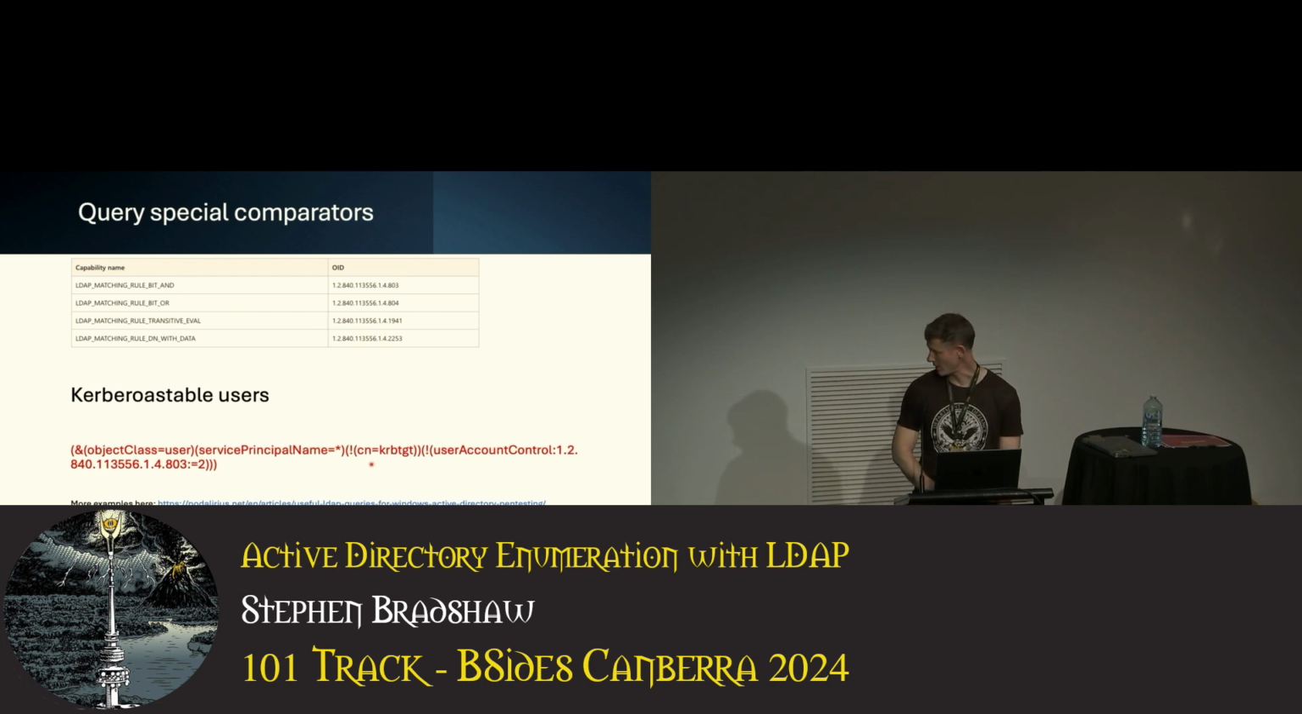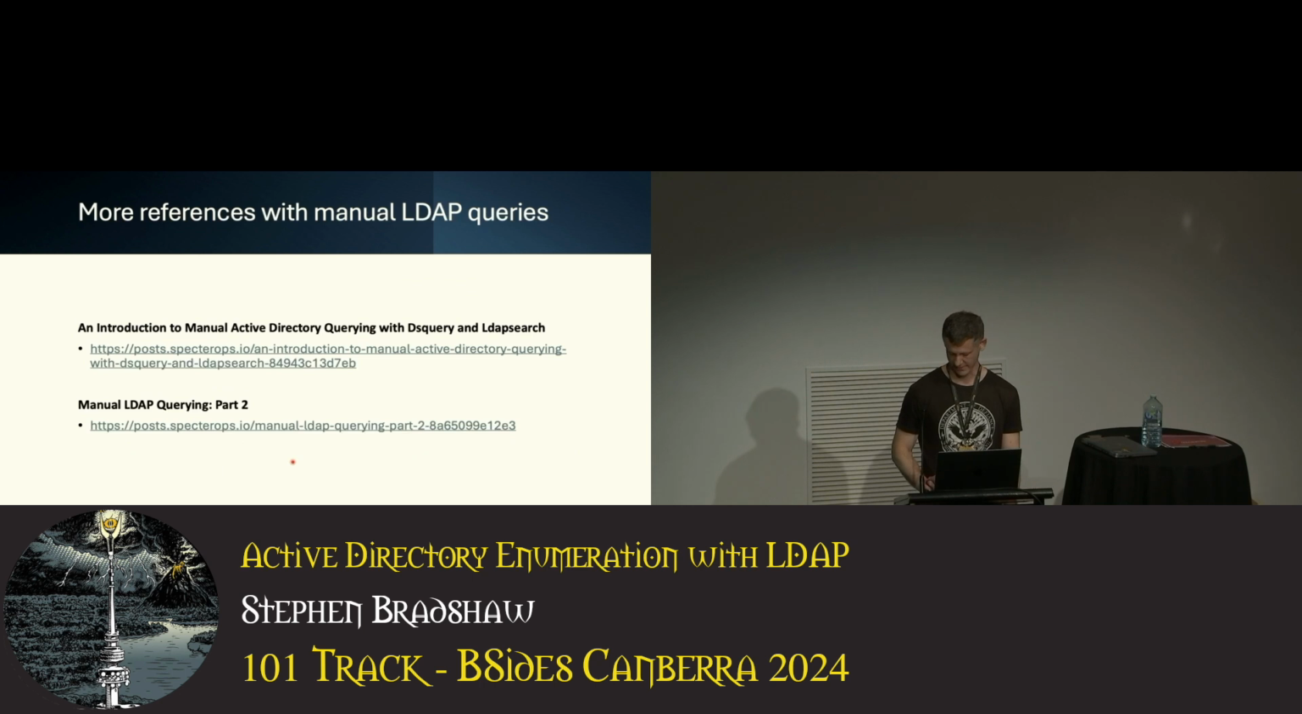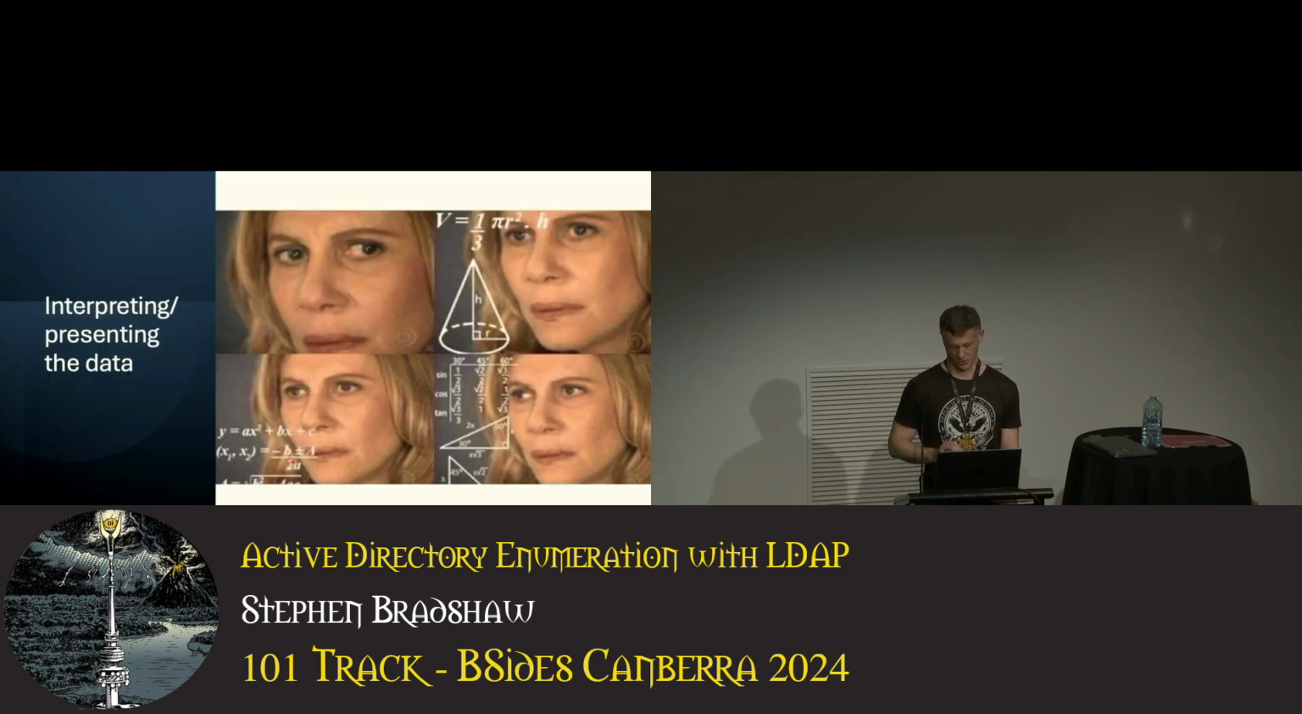This example comes from that link down the bottom there, and that has a bunch of other similar examples of queries that are attack specific. And there's two more here from SpectreOps. So we've talked about finding domain controllers, connecting to them, and how to actually query data. Now let's look at how we actually interpret what we get back.